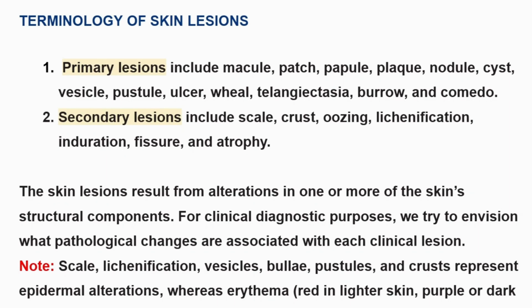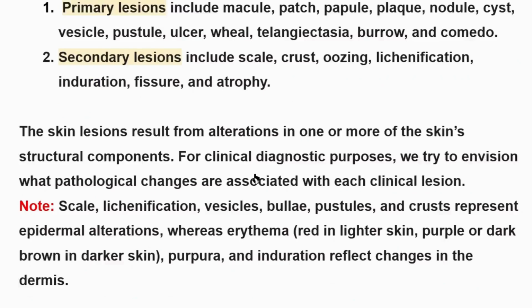Today we are going to talk about terminology of skin lesions. We have two types of skin lesions, primary lesions and secondary lesions. Primary lesions include macule, patch, papule, plaque, nodule, cyst, vesicle, pustule, ulcer, wheal, telangiectasia, burrow, and comedo. And secondary lesions include scale, crust, oozing, lichenification, induration, fissure, and atrophy.